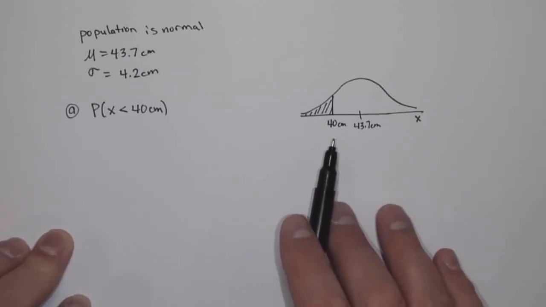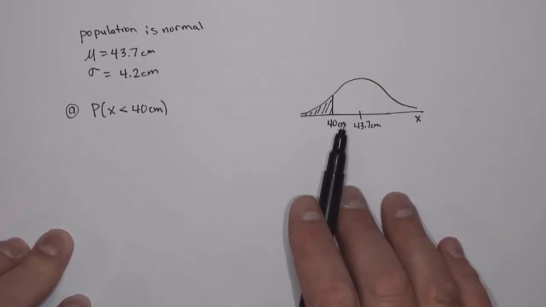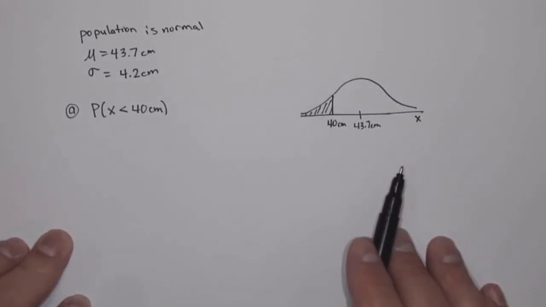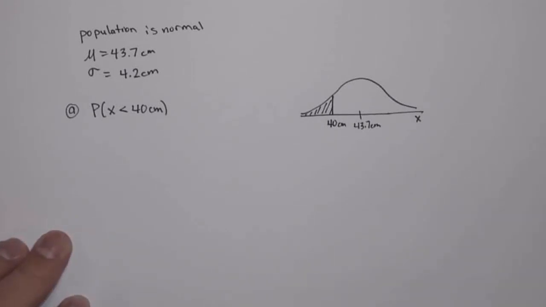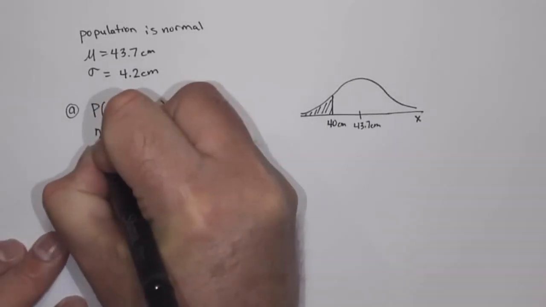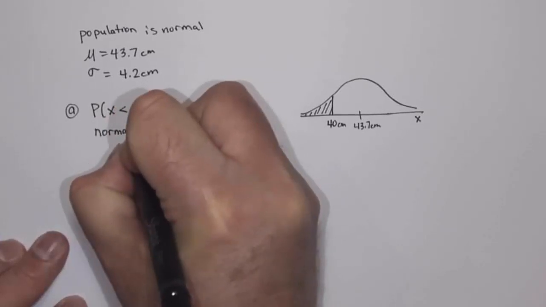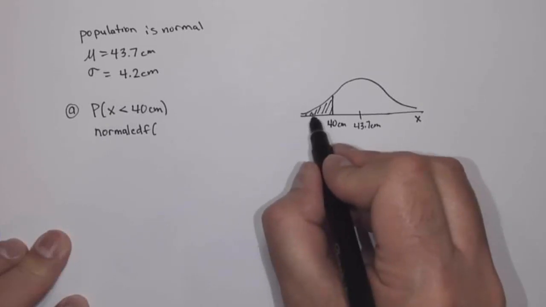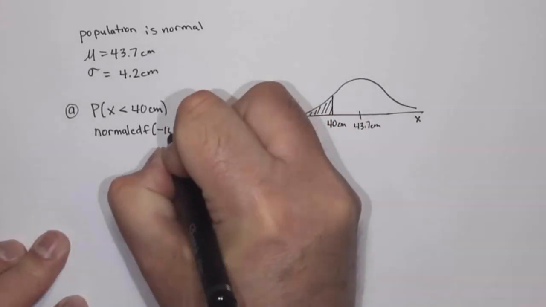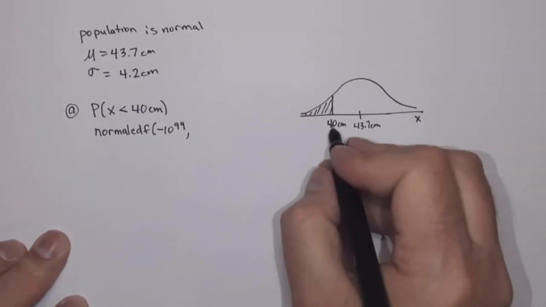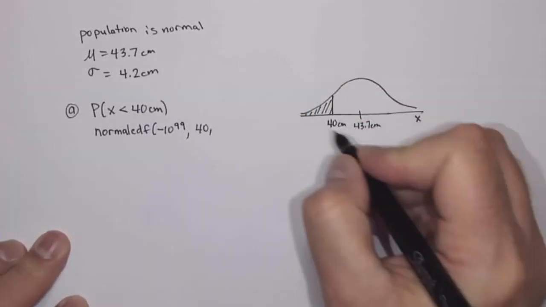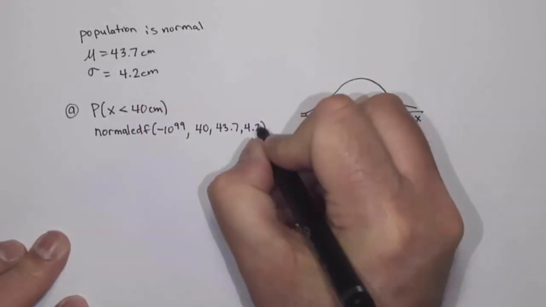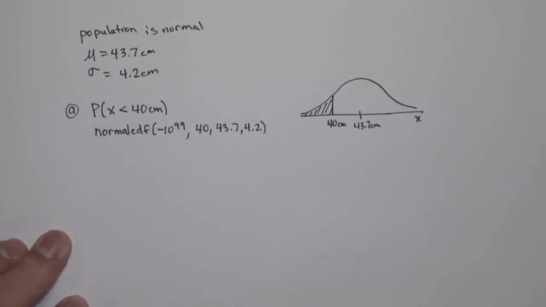We could use a normal CDF command on the calculator, or we could use StatCrunch. I'm not going to do it all three ways. I'm going to just use my TI calculator. I'm going to use the command normal CDF. We don't really have a lower bound, so that's going to be a big negative number, negative 10 to the 99. My upper bound is 40. The mean is 43.7, and the standard deviation is 4.2. So this is going to be my normal CDF command.